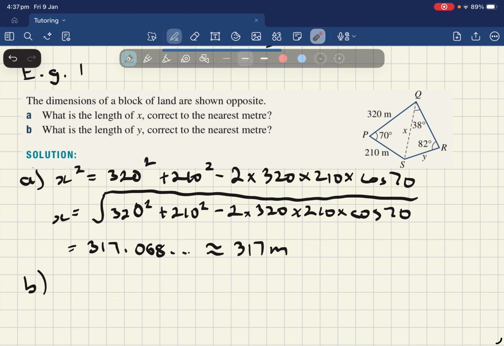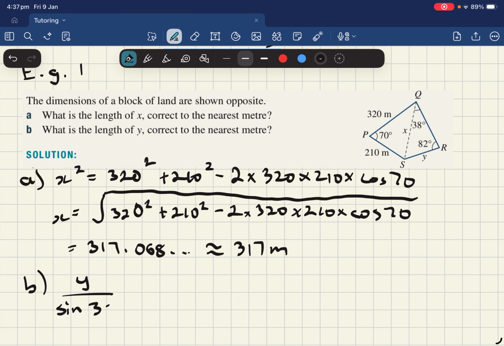Now, we've rounded in the first part, but because part B follows on from that one, we can either use the rounded value or the exact value. You won't get penalized for using one or the other in an exam. Now, we've been given two angles, two sides, so we want to use sine rule. So we know that using sine rule, we can use our side y over the sine of the angle opposite that. So sine 38 degrees equals 317, which we got from part A, over sine 82.